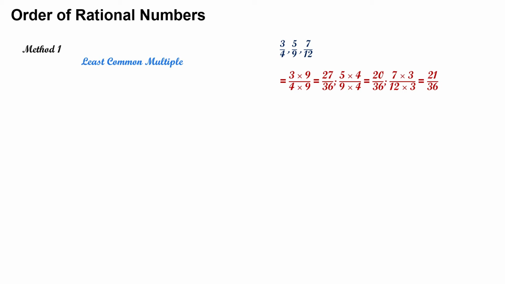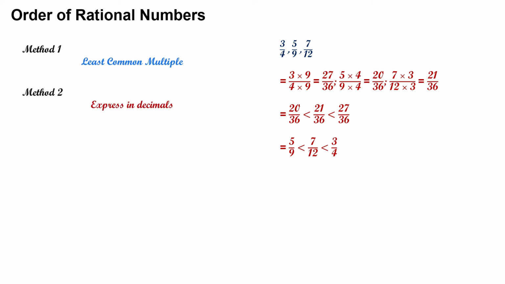I've explained the detailed concept of LCM in the previous videos. If you haven't learned that, go check that out, learn the concept, and then get to this question. Let's arrange them now. So 20 by 36 is less than 21 over 36, which in turn is less than 27 over 36, which means 5 over 9 is less than 7 by 12, which is less than 3 by 4.